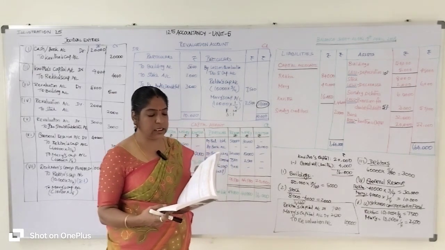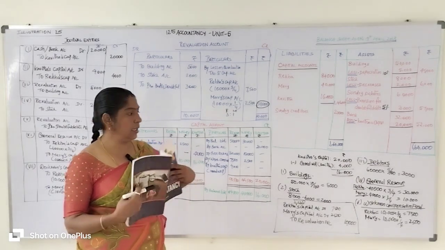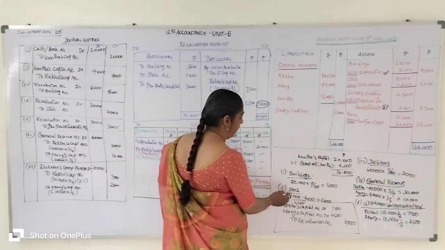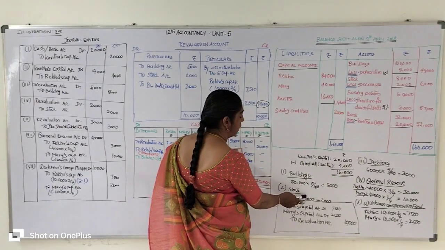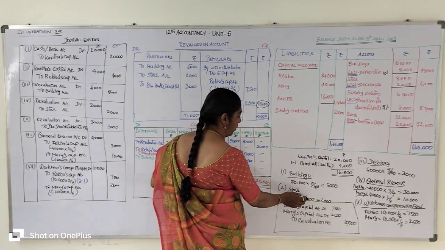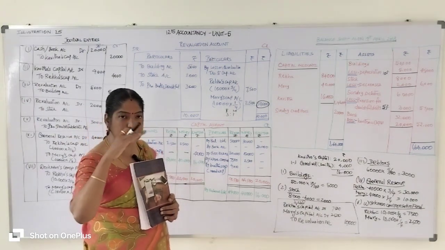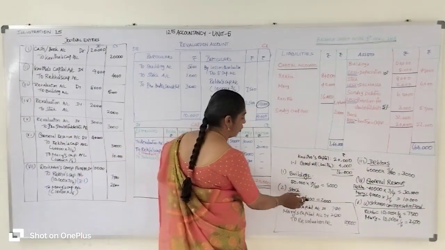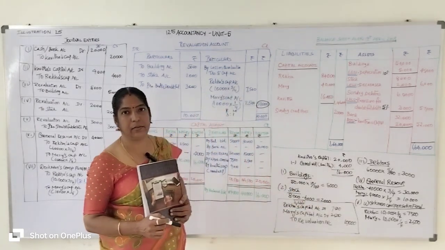Here, the adjustment is that stock is to be revalued at 6,000 rupees. Listen here, stock is already 8,000 rupees in the costing. After revaluation, the stock value is 6,000 rupees. So the stock value decreases from 8,000 to 6,000, which means 2,000 rupees decrease.